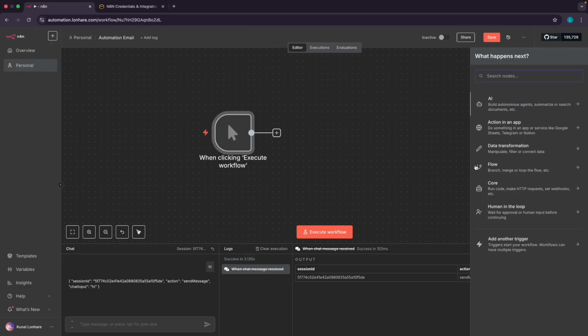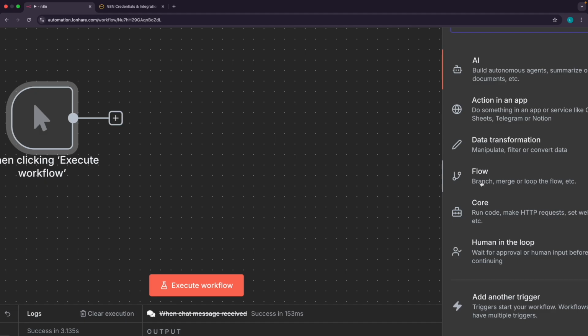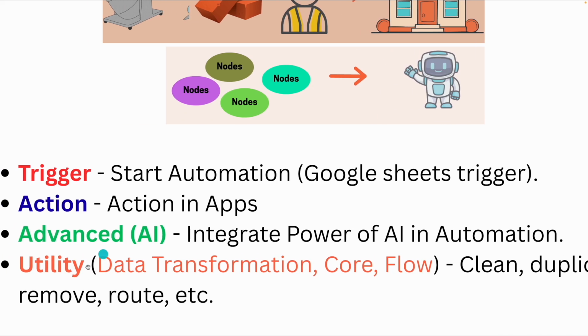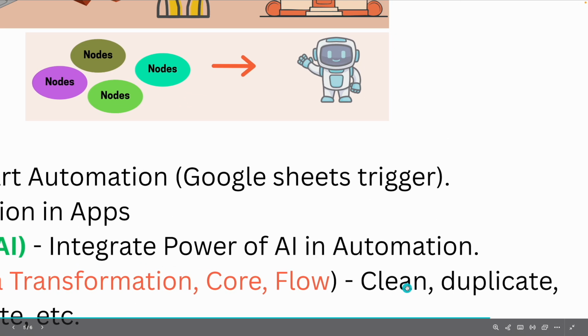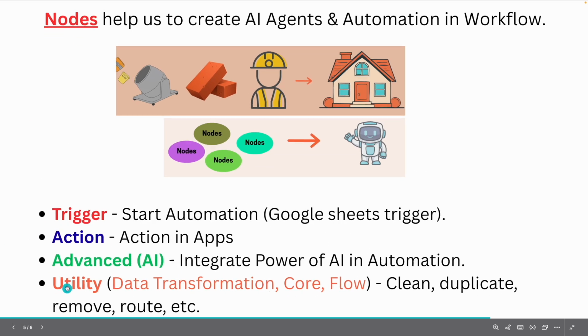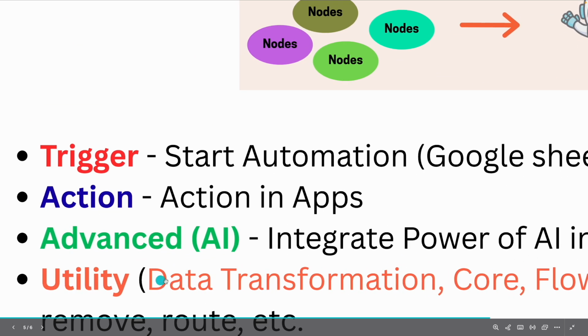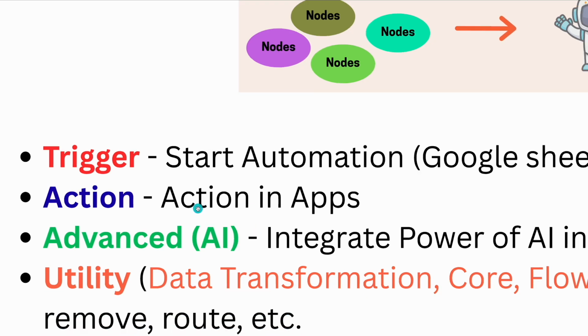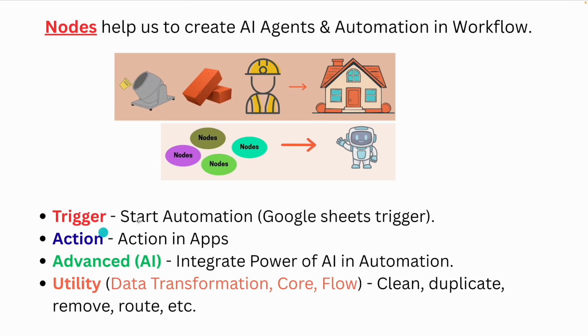So here you can see data transformation, flow and core, these three combined together are known as utility nodes. If you ever want to play with the data, let's say cleaning the data, removing duplicate data, and much more, in such cases we use the utility nodes. So these are the nodes which combine together to build your AI agent and automation.